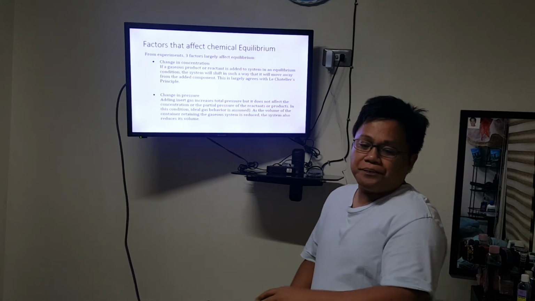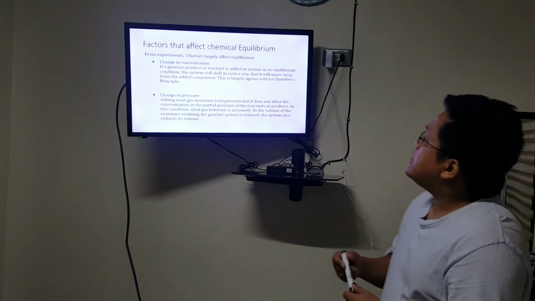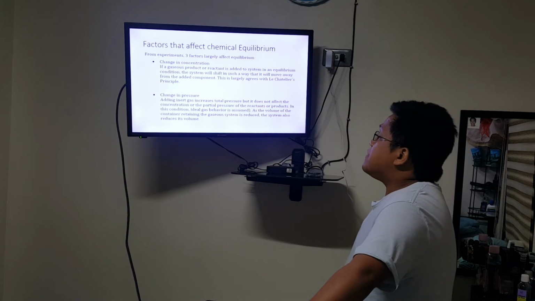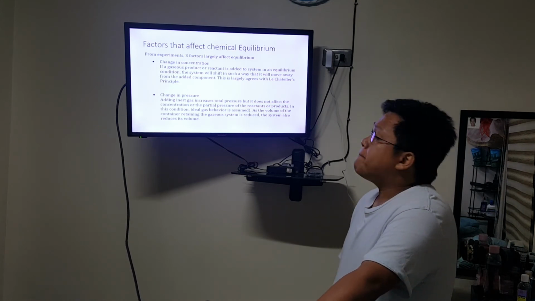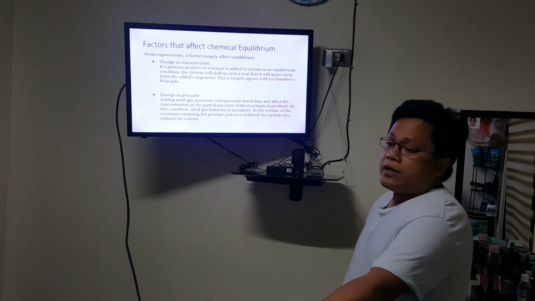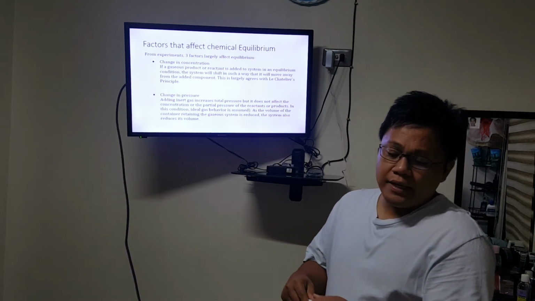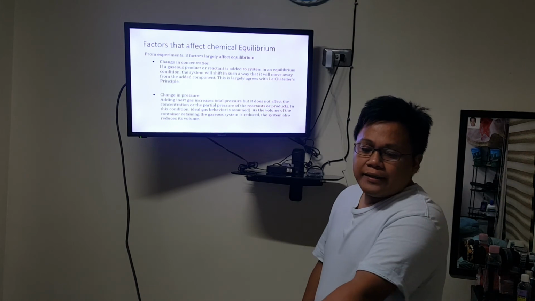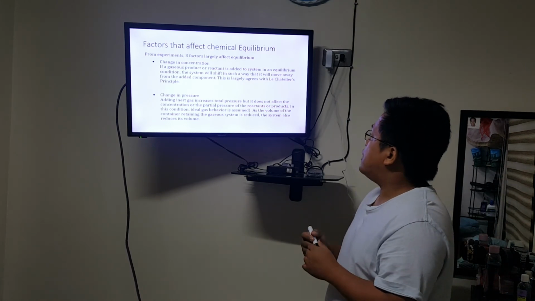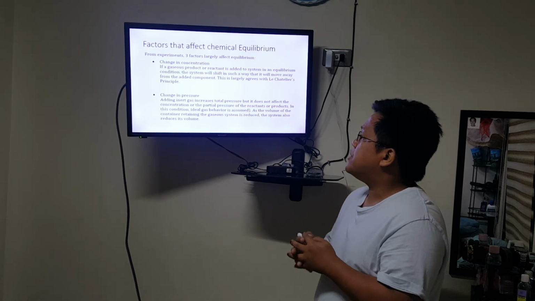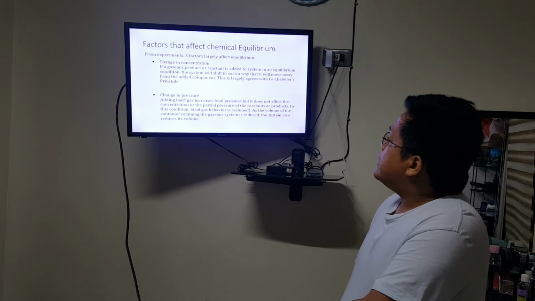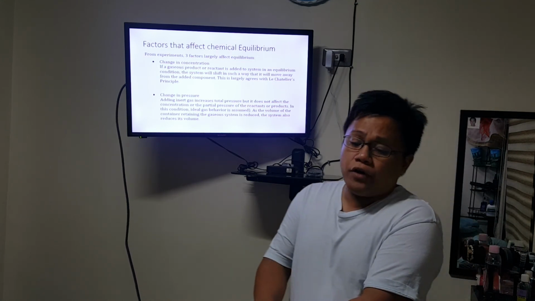Change in pressure. Adding inert gas increases total pressure, but it does not affect the concentration or the partial pressure of the reactants or products. In this condition, ideal gas behavior is assumed as the volume of the container retaining the gaseous system is reduced. The system also reduces its volume.